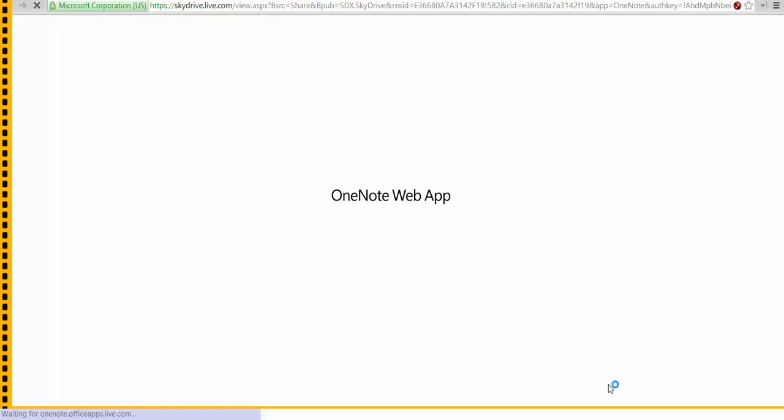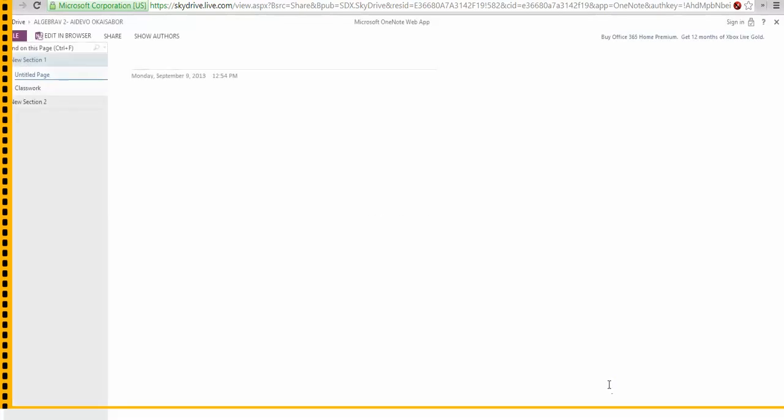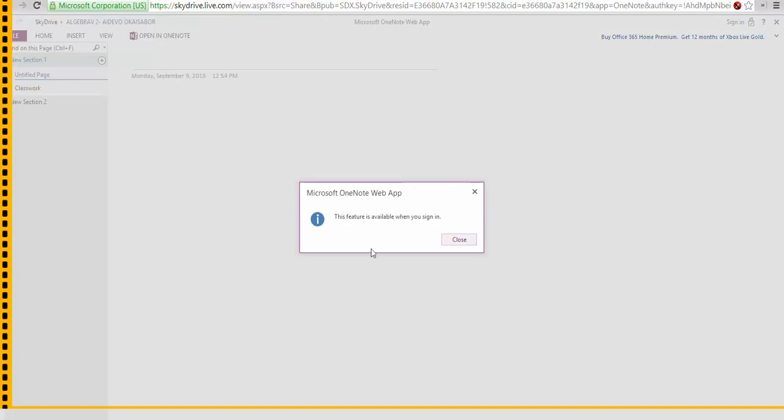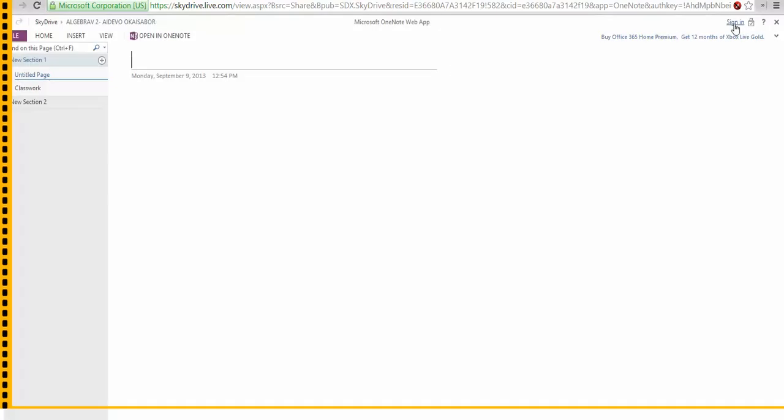This window right here is cool because it's just in the browser. She didn't write anything in it yet, so that's why it's blank. Look in the upper left here, you see edit in browser. Oh, you see open in OneNote up here? If I click open in OneNote, I'll have to sign in first. In the upper right, you have to sign in. It'll take a second, but it'll sign in.